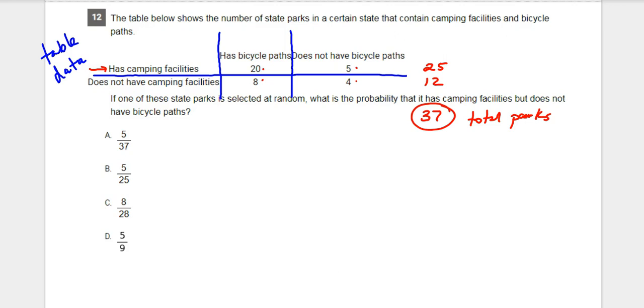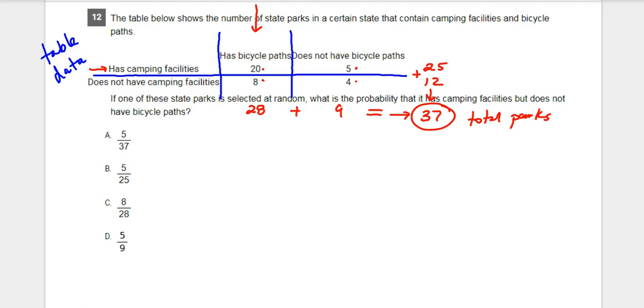So now if you focus on the vertical aspect, parks that have bicycle paths, well, there's 12 and 8, or there are 28 parks that have bicycle paths. And then there are 5 plus 4, there are 9 that do not have bicycle paths. And again, when you add going across, you get 37. So from both directions, you should get the same number, and that'll give you the total for the problem. And that becomes pretty important depending on the question.